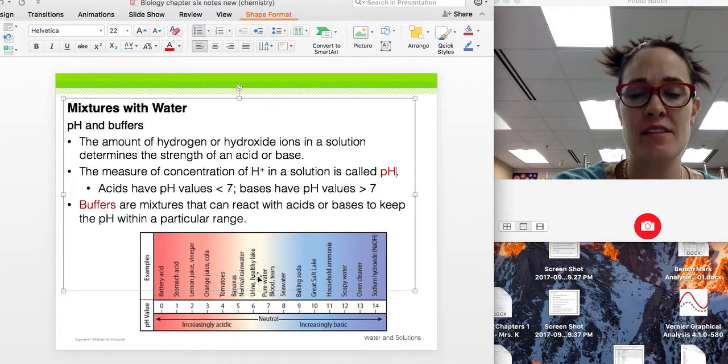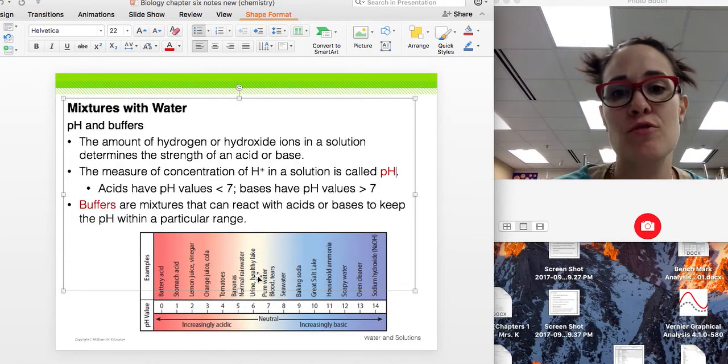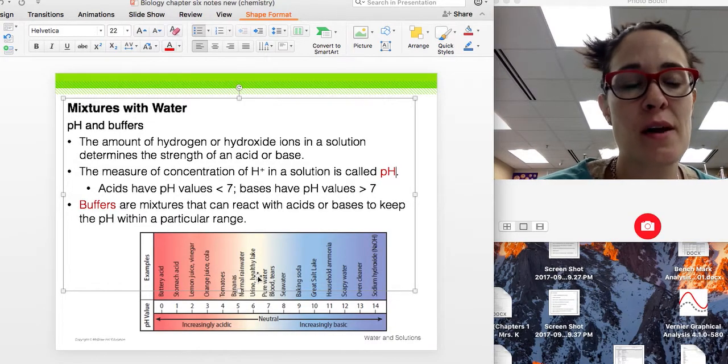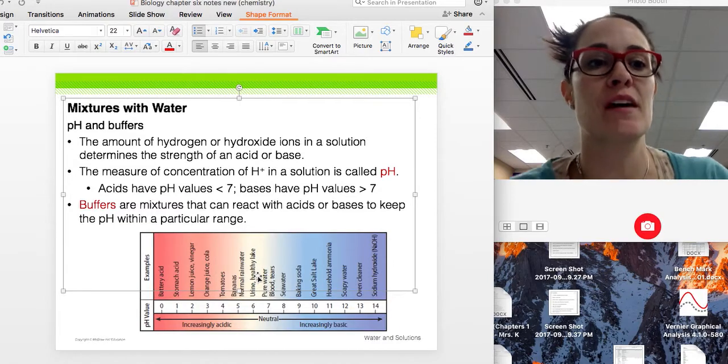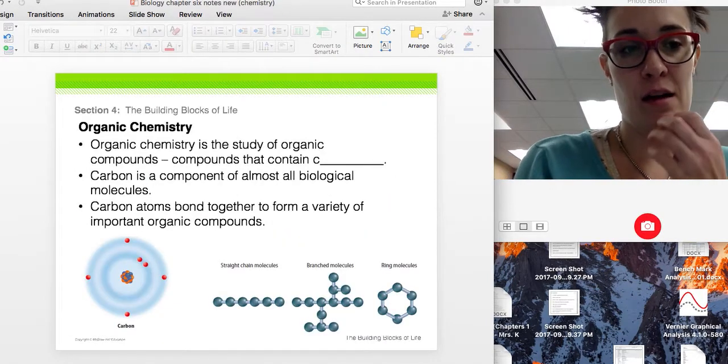Living things have these things called buffers. And they help keep pH closer to neutral. To keep strong acids from being strong, make them a weak acid, or take a strong base and make it a weak base. These things are called buffers. They help protect and buffer the pH.